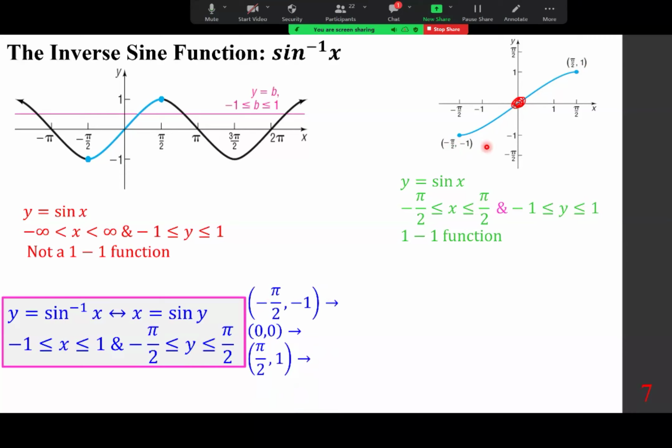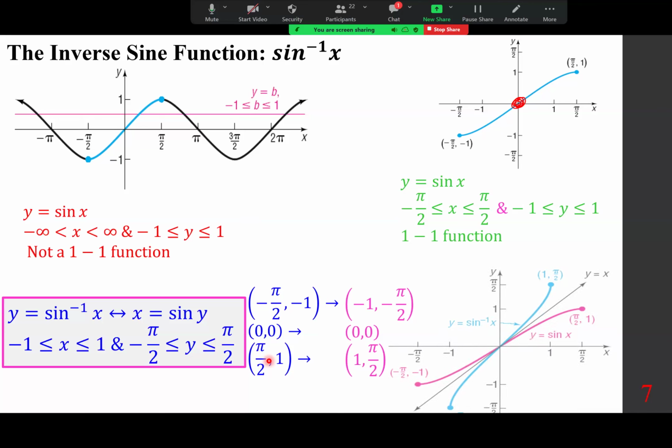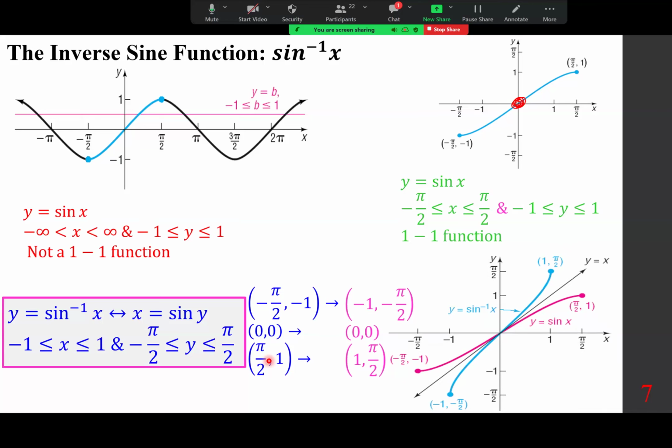That's the reason. Because we interchange them, it becomes symmetric with respect to y equals x, because as you change x to y, that's what happens. So negative 1, negative pi over 2; 0, 0 doesn't change; 1, pi over 2. And when you do that, if you graph it very carefully, you see this is the sine, okay? And you see that this is the sine inverse.